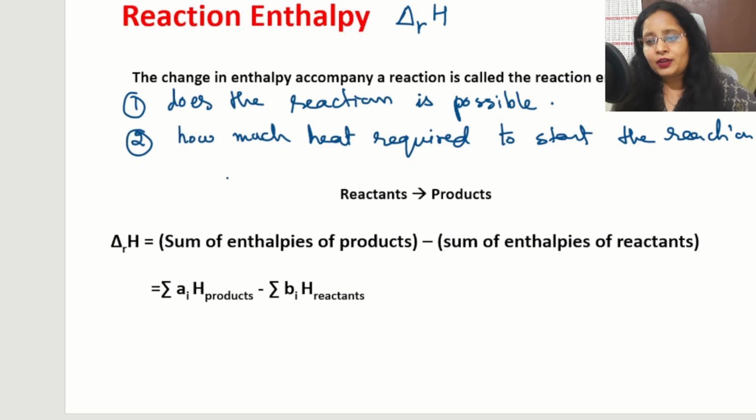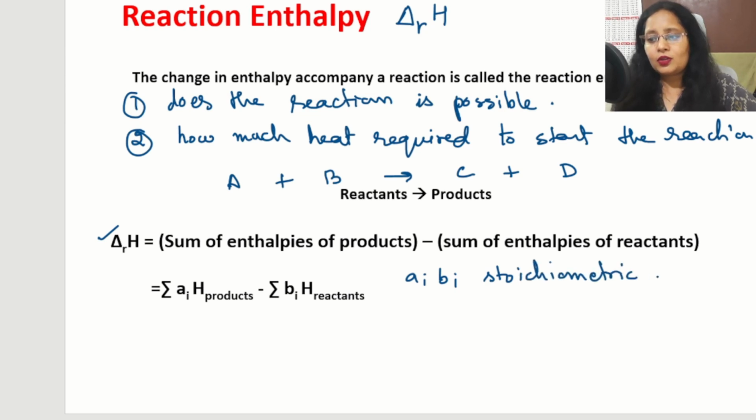So friends, there is a small calculation to calculate the reaction enthalpy. Suppose we have a reaction A plus B. Here A and B are the reactants and products are C and D. Now, reaction enthalpy is the sum of enthalpies of the products minus the sum of enthalpies of the reactants. It is written as summation a_i H products minus summation b_i H reactants. Here a_i and b_i are the stoichiometric coefficients.